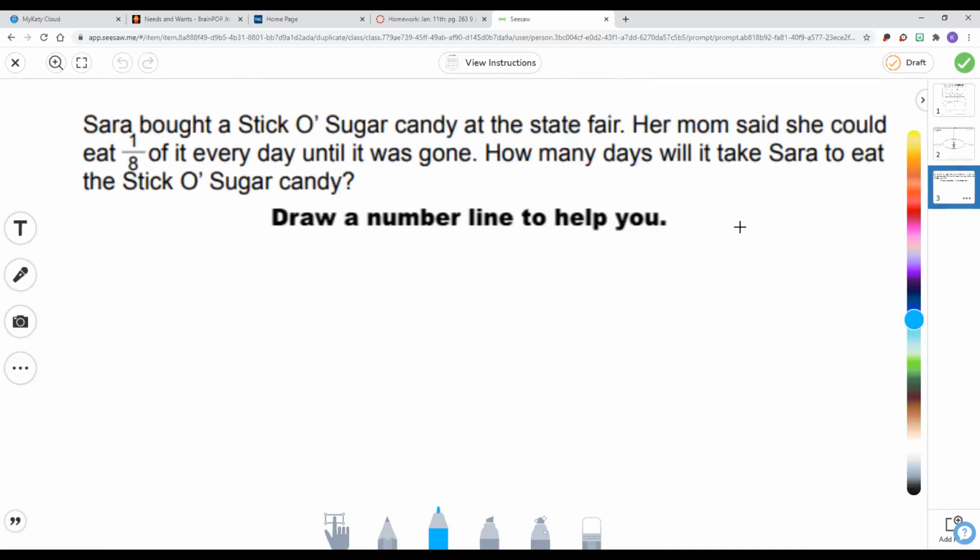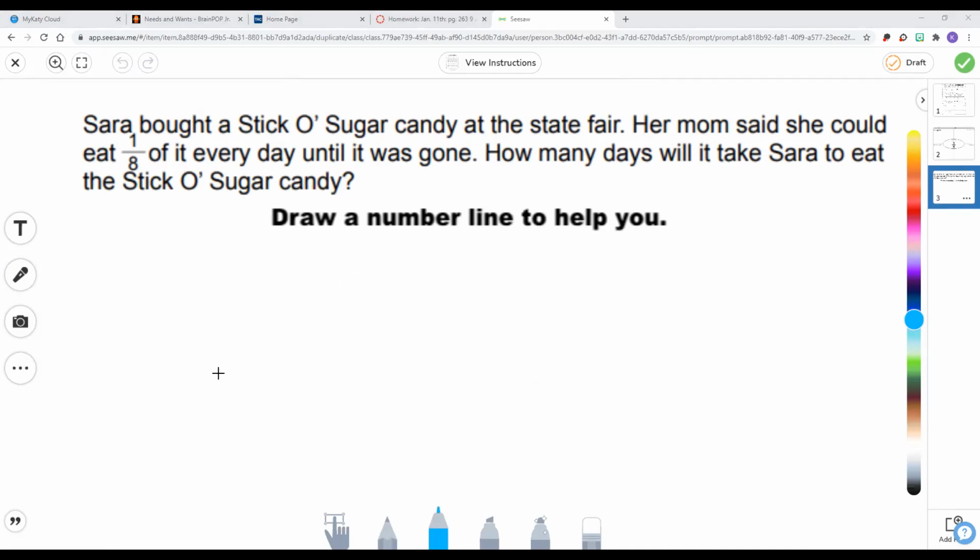All right. So here's our word problem. It says, Sarah bought a stick of sugar candy at the state fair. Her mom said she could eat 1/8 of it every day until it was gone. How many days will it take Sarah to eat the stick of sugar candy? And then it says, draw a number line to help you. Okay, so what do you think the first thing I should do is? Put the 0 and the 1.